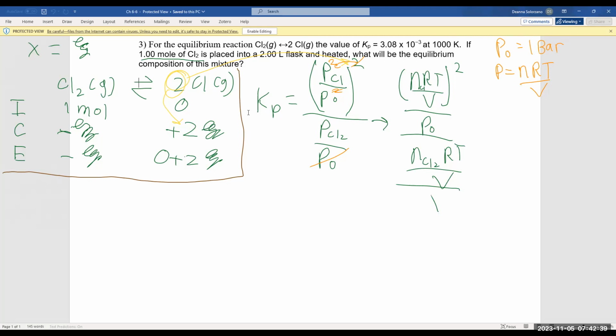From there, just simplifying, it's just algebra. But from here, I know for sure that one of these RT is going to cancel out with this one. So let's move that squared in. And this squared. So then one of these is going to be canceled out by the one at the bottom. That's going to give us nCl squared RT over V over P naught over nCl2.